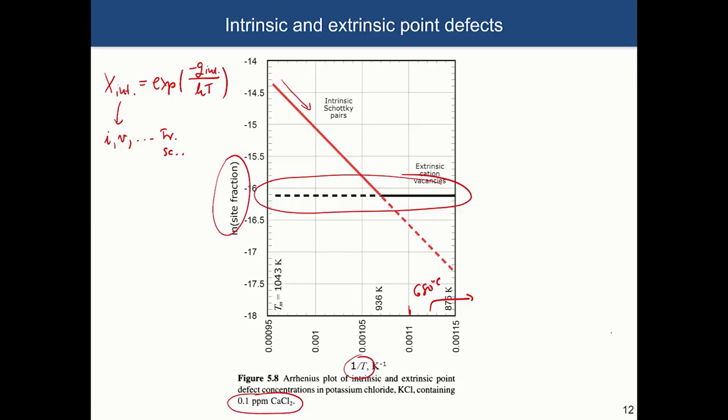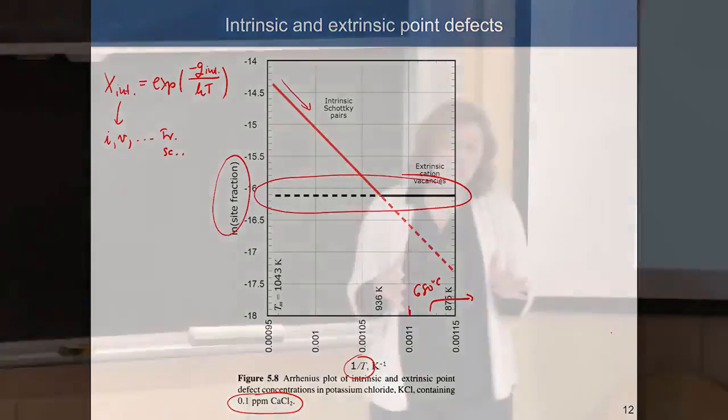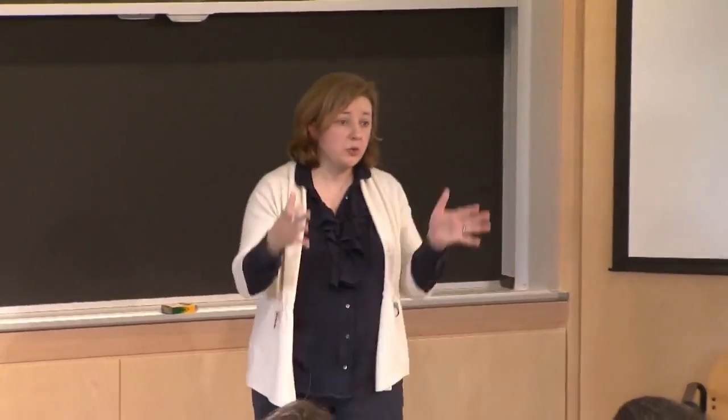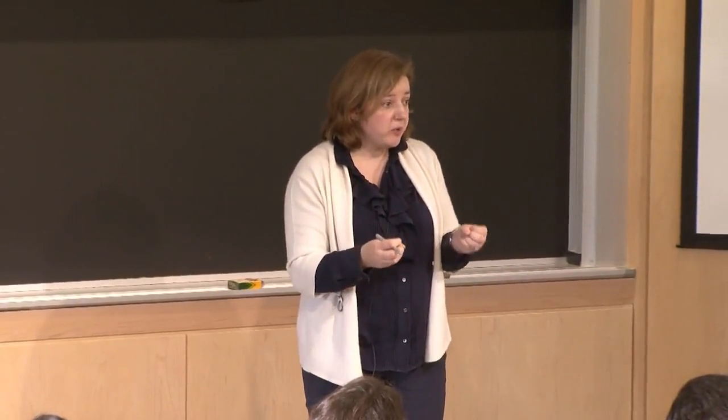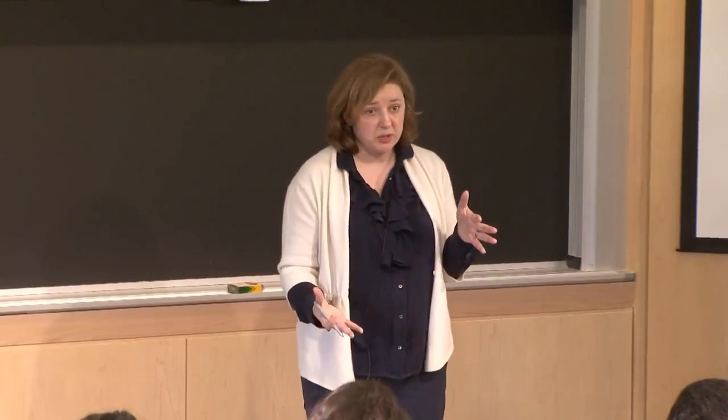So what that means is that at room temperature, the behavior of this compound is driven by the impurities that we introduced, right? At high temperatures, this is purely driven by the intrinsic type of defects. So if you're thinking about an application that has to work at room temperature, it's very likely that these properties would be driven by the impurities that you're introducing in the material.